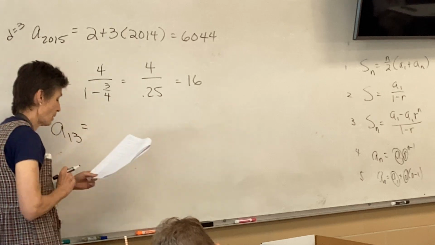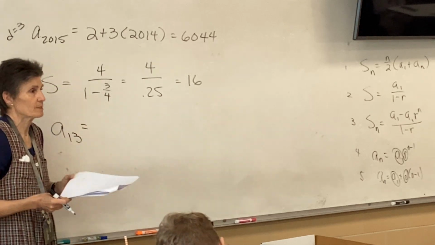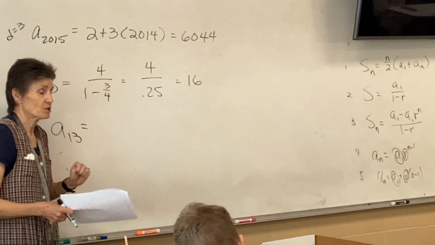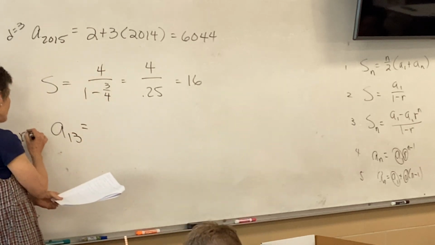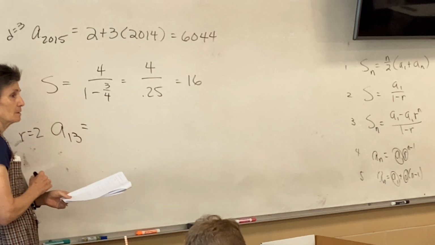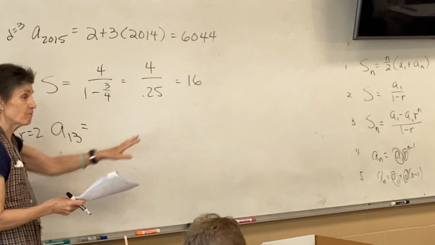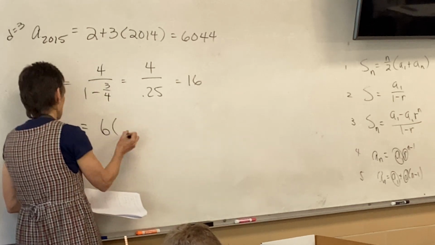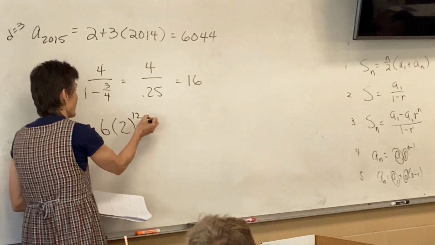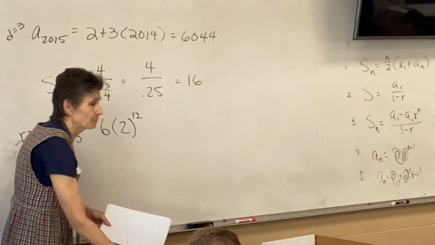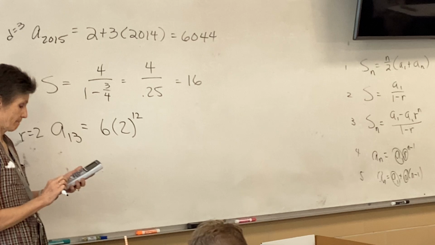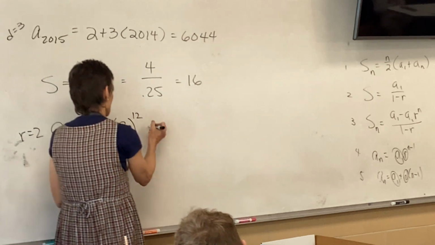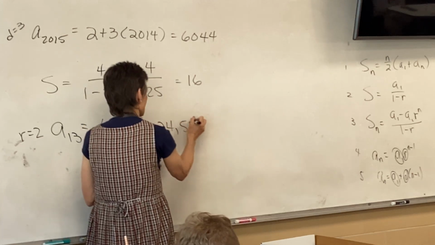Which formula for problem C? Find A sub 13. Geometric. Which one? 4. It's geometric with a ratio of 2. So what does equation 4 say? Take the first term times the ratio to the n minus 1. Ooh, 24,576. Yeah.